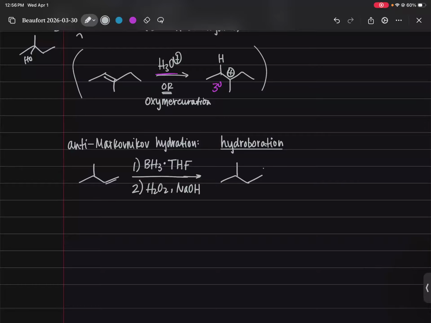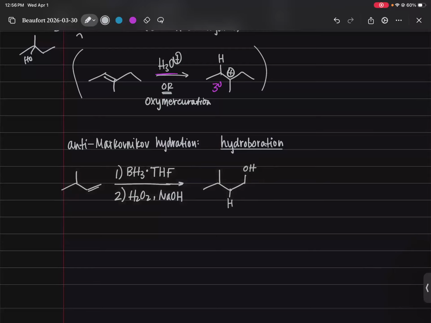So anti-Markovnikov, that means the OH goes there and the hydrogen there. Okay, so what's this BH3·THF thing? Well, BH3, that's fairly self-explanatory. That's just borane. Borane by itself is extremely reactive. It should be trigonal planar, but I'm going to draw more stuff. Borane is really reactive by itself, and so you can't buy it in a bottle.